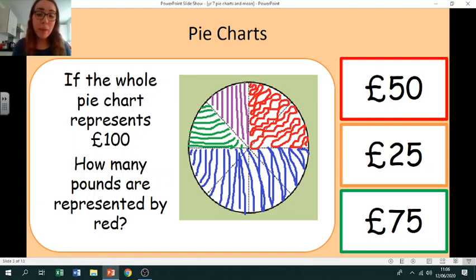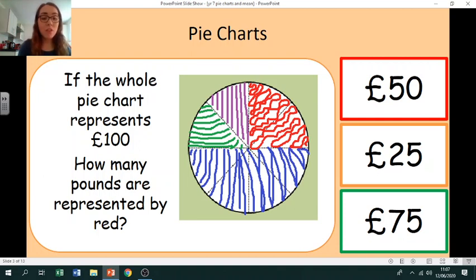Alright, okay, so we're going to look at pie charts. You would of course have seen pie charts before, sometimes in advertising. So they're that circle split up in sections like you can see on the screen. Okay, so different colours to represent different parts. So this one says that a pie chart represents £100. So the whole pie chart represents £100.